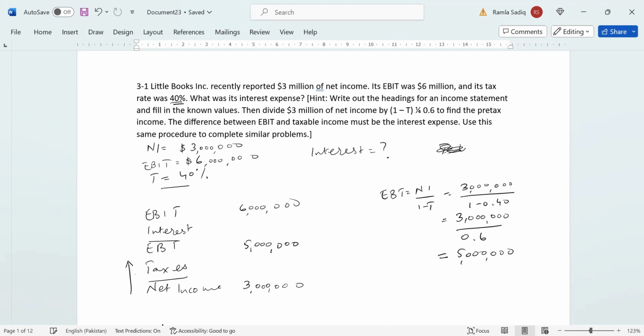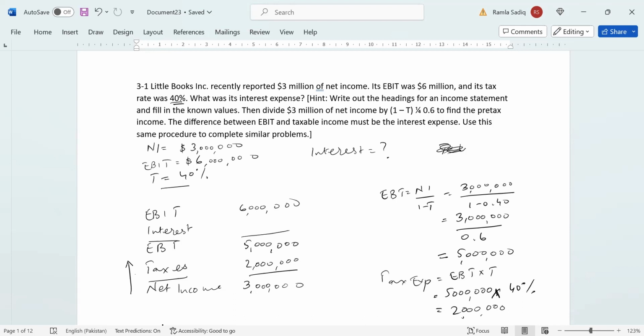Alternatively, if you want to cross-check that, you just calculate your tax expense. And the tax expense would be equal to EBT multiplied by the tax rate itself. So it's 5 million multiplied by 40%, and you get 2 million for that. And so logically speaking, 5 million minus 2 million equals 3 million. That means you've cross-checked your answer over here.